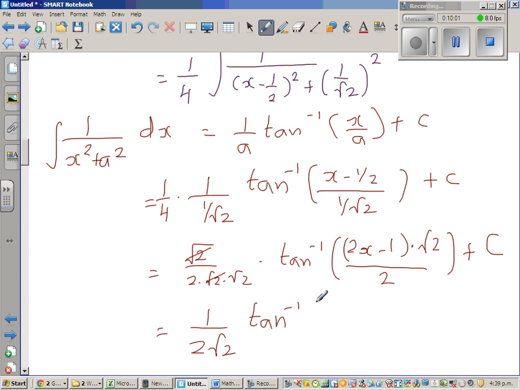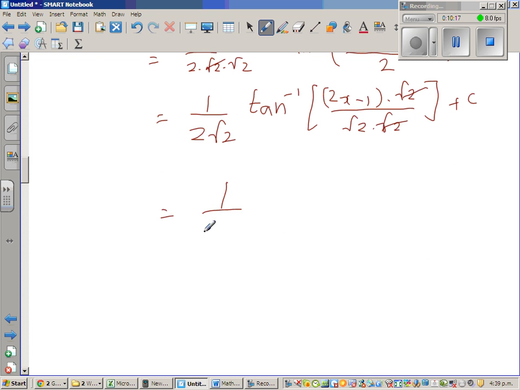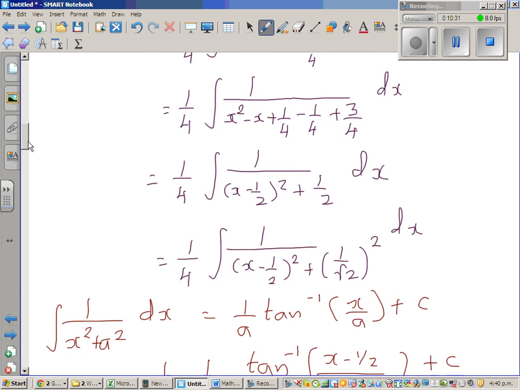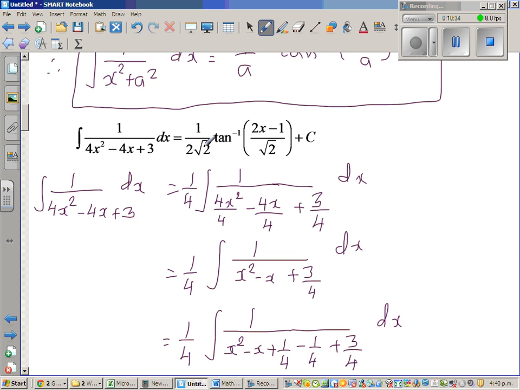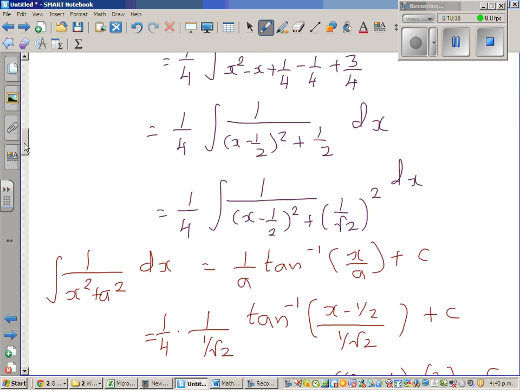So this, I'll write like this. This is 2x minus 1 times root 2 over root 2 times root 2 plus c. Now this root 2 and this root 2 gets cancelled, which is nothing but 1 over 2 root 2 times tan inverse of 2x minus 1 over root 2 plus c. Okay, let's check whether we have got that same thing. Yeah, 1 over 2 root 2 times tan inverse of 2x minus 1 over root 2 plus c. And that's what we have got.